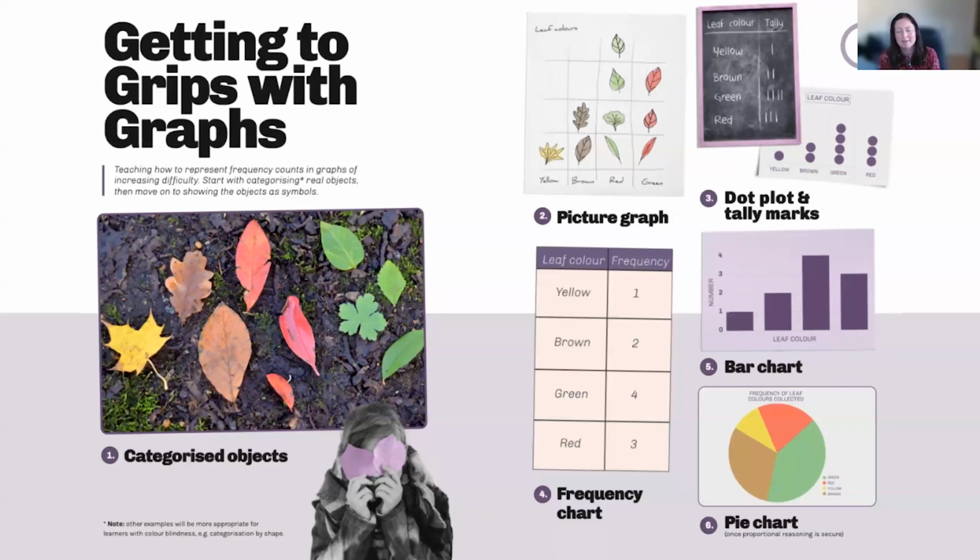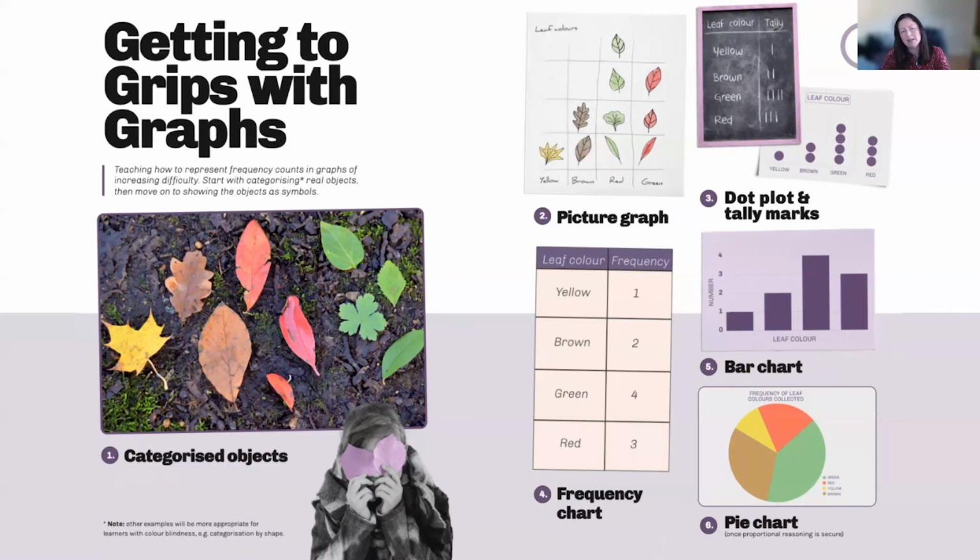Now, we're big into graphs. Kate and I love a good graph. And there's lots of fun activities that we've got to do with this. But just thinking about the sorts of concepts that we want to get across with graphs, if you start at the early years, you might be starting again from these very tangible objects. So number one there is just some leaves, which I took a photo of in the autumn this year.